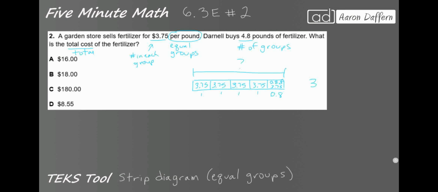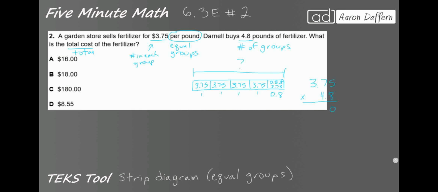We're going to set up $3.75 times, excuse me, 4 and 8 tenths pounds. We don't line up the decimals. We don't need the decimals right now until we get to our actual product. What we want to do is just pretend the decimals don't exist. Make it 375 times 48.